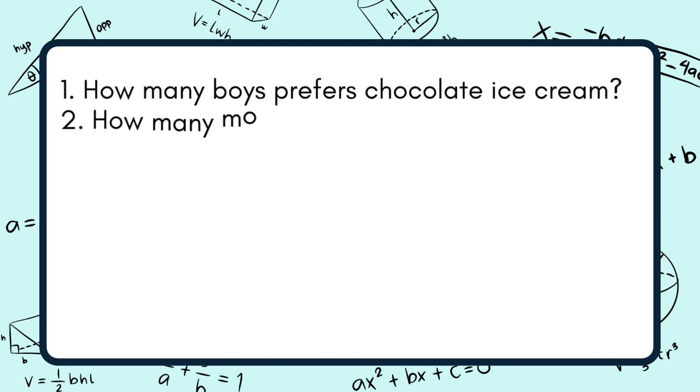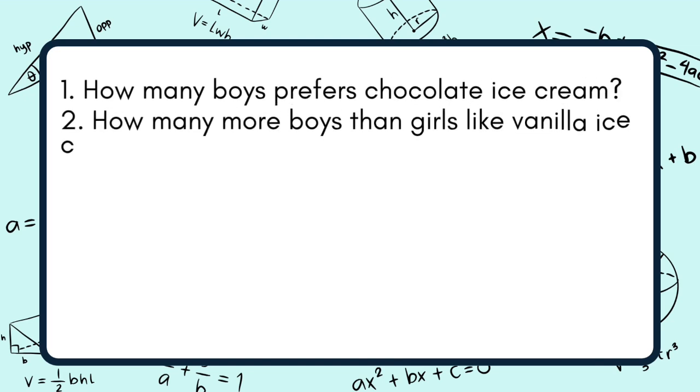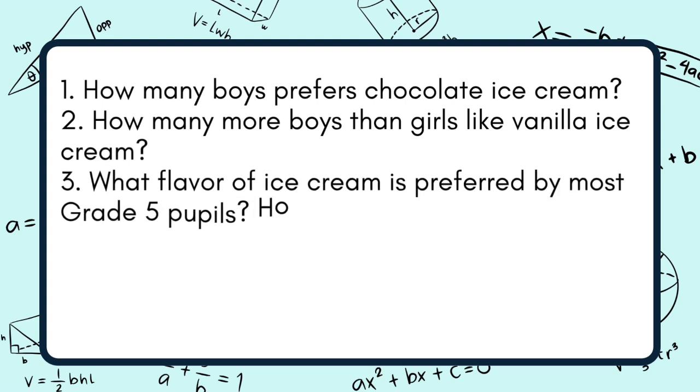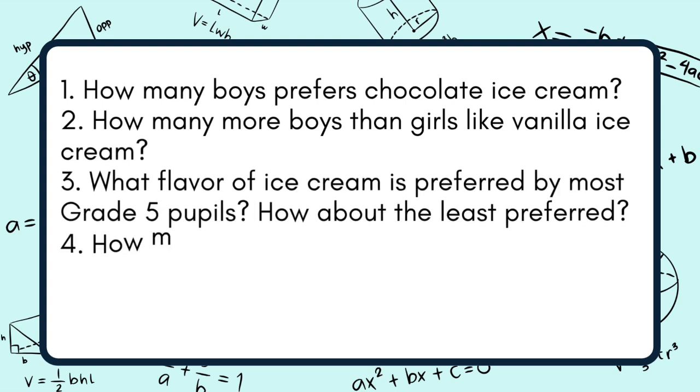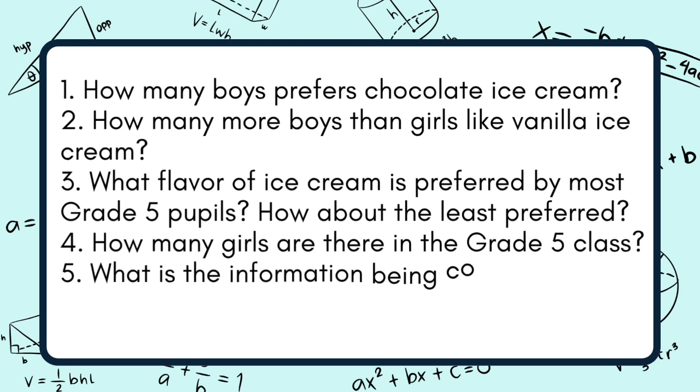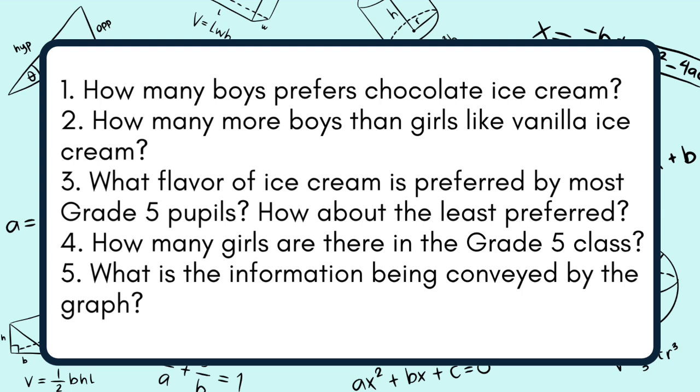So, we have here the questions. How many boys prefers chocolate ice cream? Okay, it's 95. How many more boys than girls like vanilla ice cream? It's 15. What flavor of ice cream is preferred by most grade 5 pupils? So it's Rocky Road. And the least preferred one is mango.